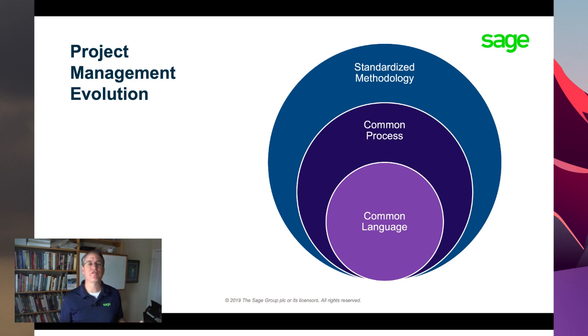Where you really have to start is in the notion of common language. Do we define things the same way? Do we have a common set of terms that we're using? Plato said, all wisdom begins with the definition of terms. So let's start with one. Let's define project. A project is a temporary endeavor undertaken to create a unique product, service, or result. It's pretty straightforward.